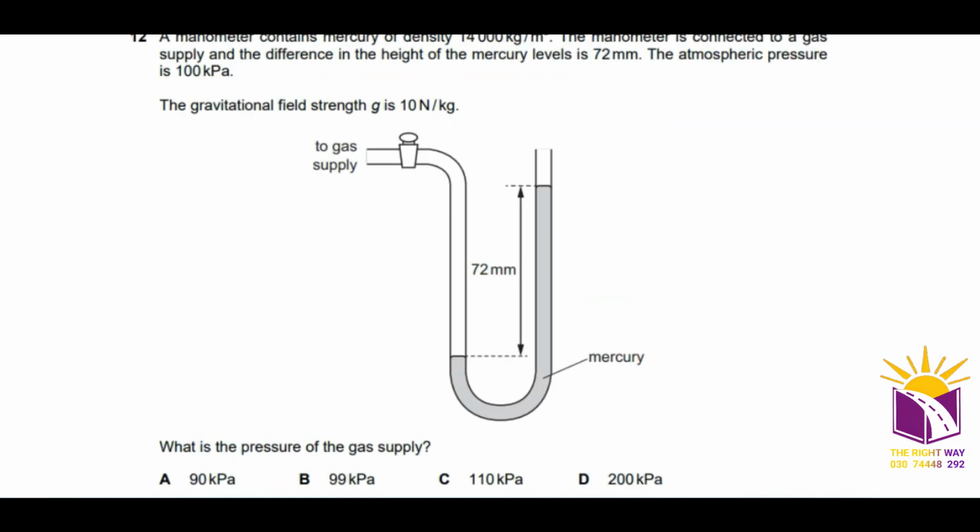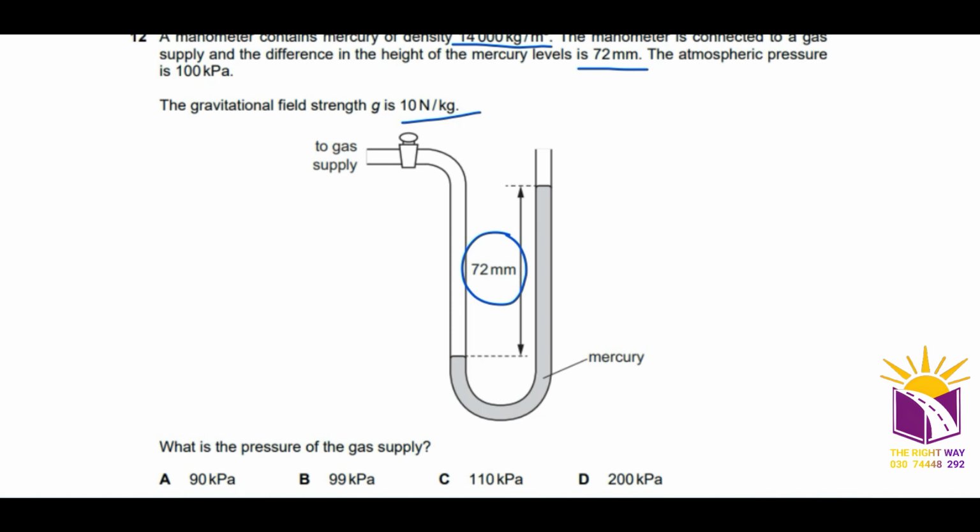Question number 12. A manometer contains mercury of density 14,000 kg per meter cube. The manometer is connected to a gas supply and the difference in the height of the mercury level is 72 millimeter, which is shown over here. The atmospheric pressure is 100 kilopascal and the gravitational field strength is 10 Newton per kg.